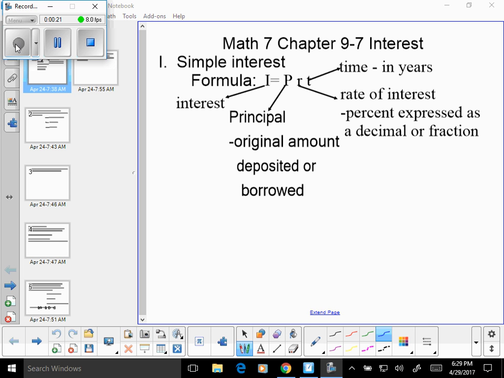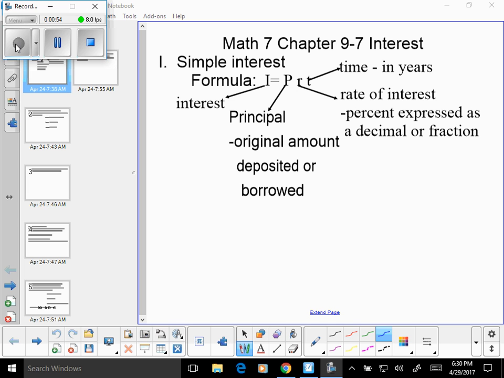The formula says that I, which stands for interest, equals P times R times T. The P is a capital P and it stands for principal. That is the original amount that you have deposited in an account or that you have borrowed. R stands for the rate of interest, and we are back to working with a percent. In this case, it will be expressed as a decimal or a fraction. T stands for time, and it must be stated in years.